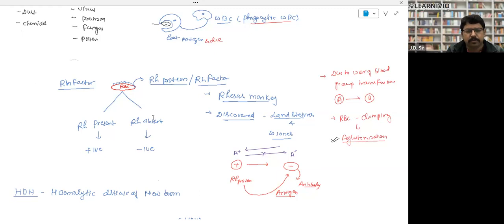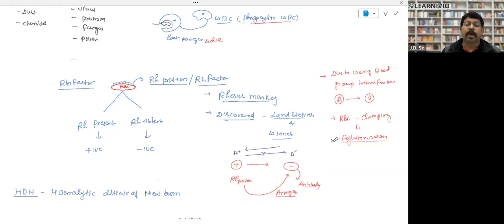Yeah, you are close to the answer. Suppose that I have A blood group, the B cells will come in my body, so my body will treat B blood group as an antigen. Got it? Yes, sir. So you're right.